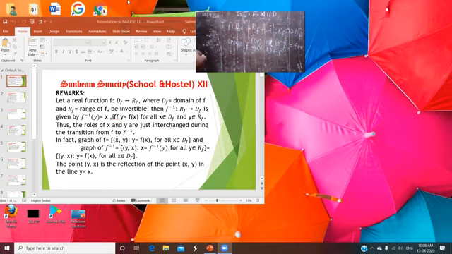An important point here: the point (y, x) is the reflection of the point (x, y) in the line y equal to x. That point we will discuss later in your practical, and that condition is to be verified in the lab, so you can do it later.